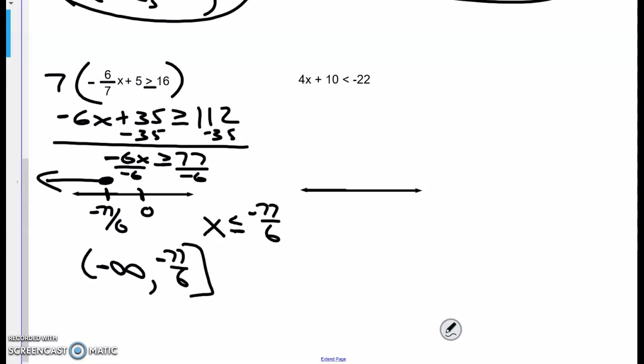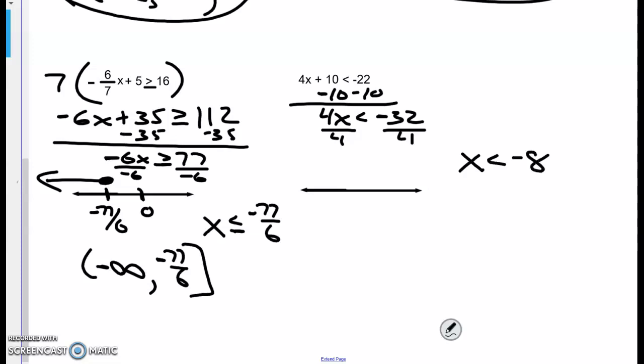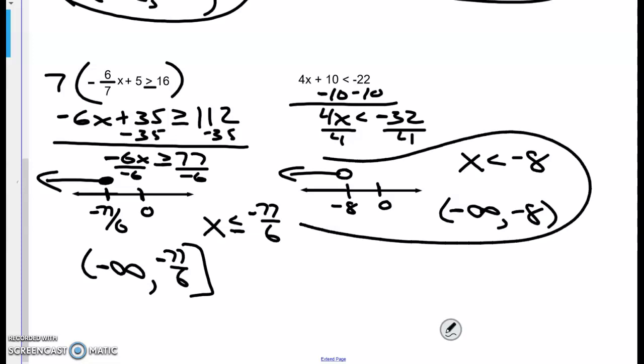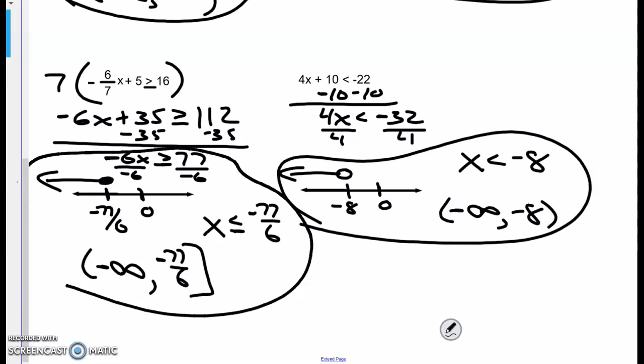The next one, we're just subtracting 10 on both sides, pretty straightforward. Now, even though there's a negative on top here, when I divide by both sides, I'm dividing by a positive 4. So in this case, the sign does not flip. We just get x is less than negative 8. And on my number line graph, an open dot over negative 8 to the left, and it's all parentheses with set notation. And these are your answers. Circle them both up so we know exactly where we're at.